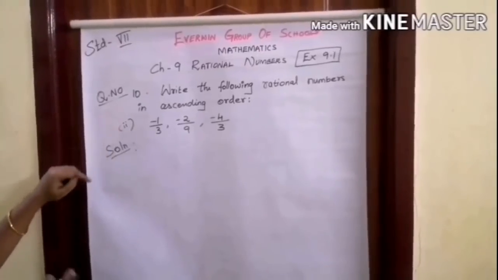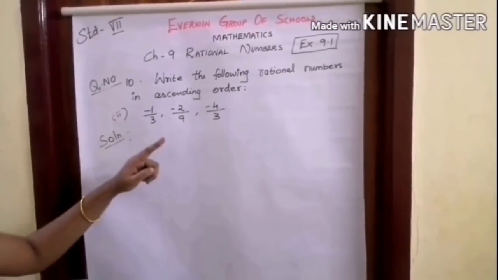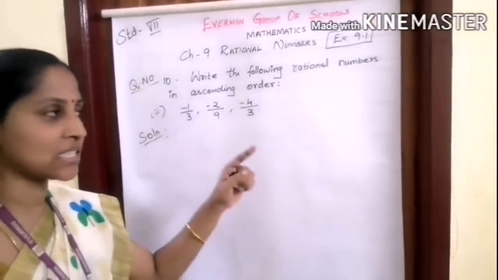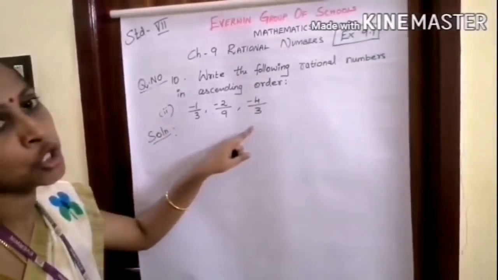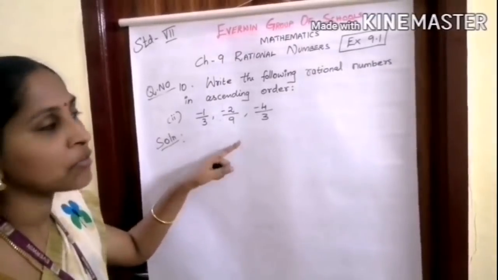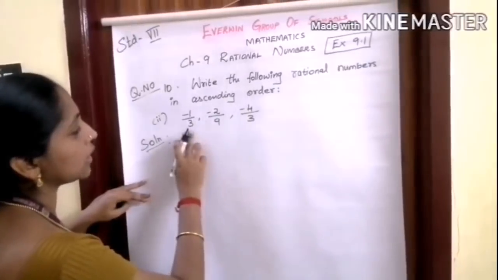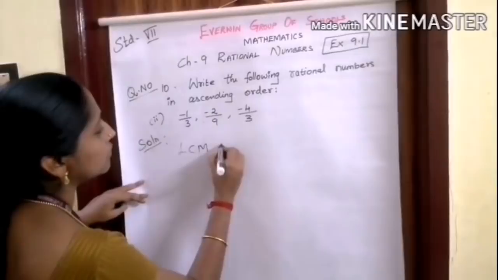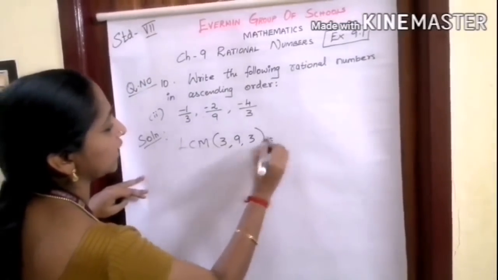Question number 10. Write the following rational numbers in ascending order. Ascending order means smallest to biggest. To arrange in ascending order, first the denominators should be the same. But here denominators are not the same. Hence we will go for LCM. There are three numbers here: 3, 9 and 3. We are going to take the LCM of these three numbers.